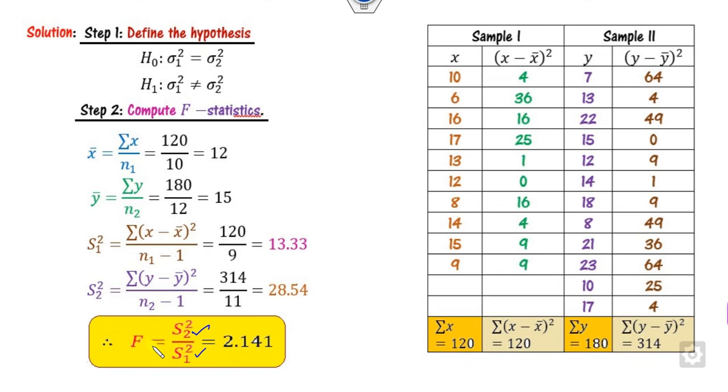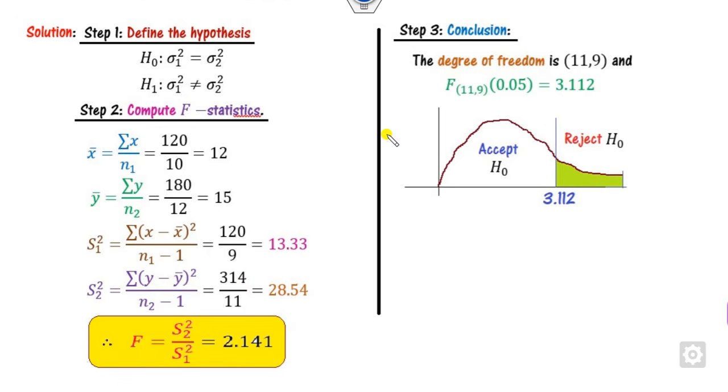So we can define the value of F here. Step number 3 is we need the degrees of freedom. In this case, firstly we write the S2 degree of freedom, that is my N2, that is 11. So this is my first degree of freedom, 11, and the second is S1, that is my 9. So we need the value at 11, 9 at the level of significance 0.05. 11, 9, this value comes to be 3.112.